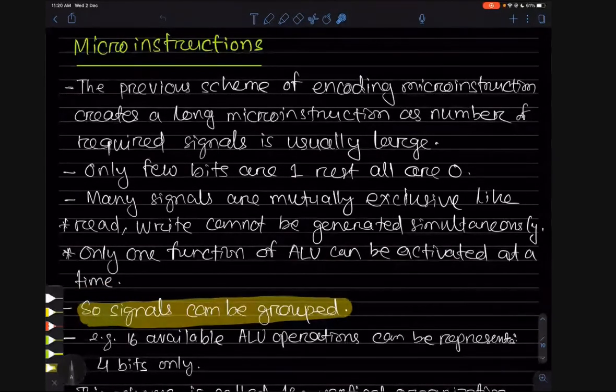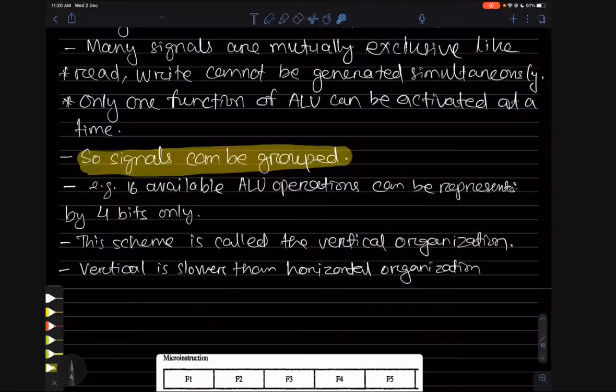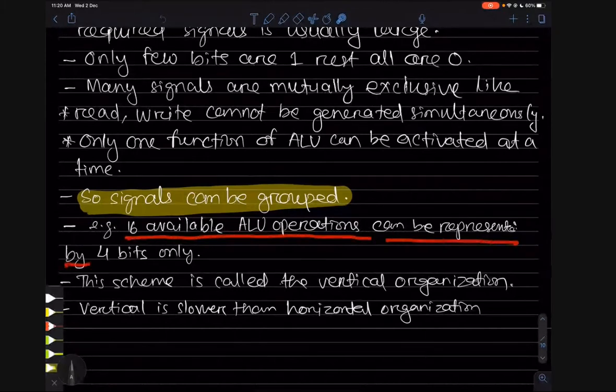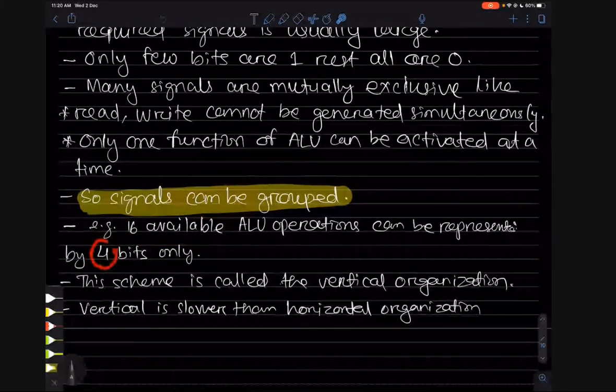So we can group the signals together. Whichever signals are mutually exclusive will be grouped together. Then after the grouping is done, suppose 16 ALU operations are available, they can be represented by 4 bits only. Why represent them in 16 bits? We can generate only 4 bits, so 2 to the power 4 is 16. So 4 bits are enough to specify 16 ALU operations.